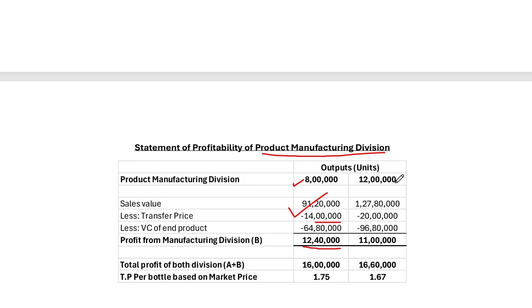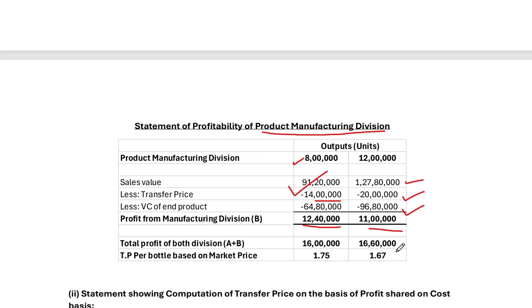For 12 lakh units, the sales value is 1 crore 27 lakh 80,000 less the transfer price. So 20 lakhs is the transfer price, and the variable cost for 12 lakh units is 96 lakh 80,000. So the overall profit for 12 lakh units will be 11 lakh.